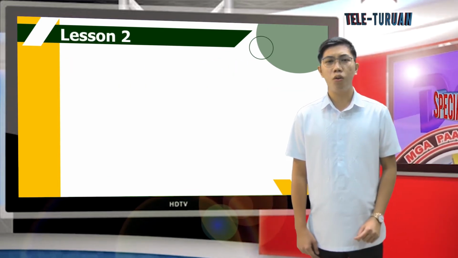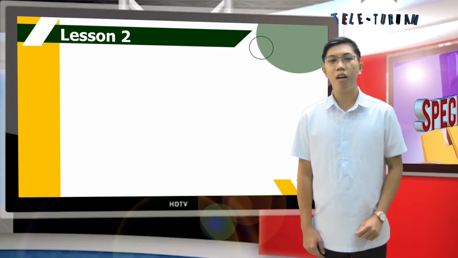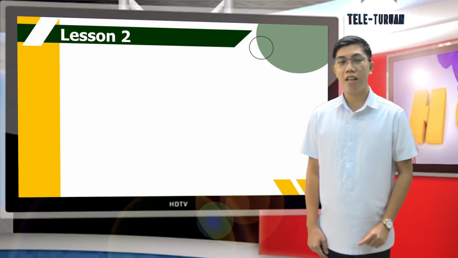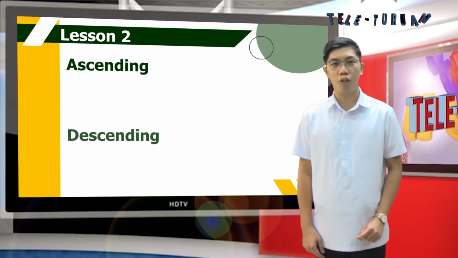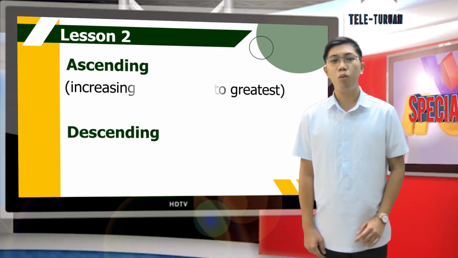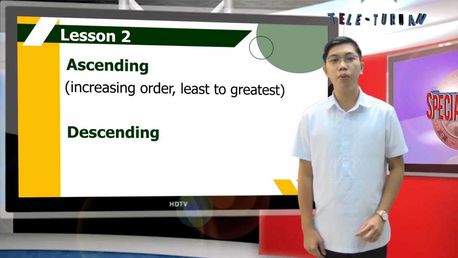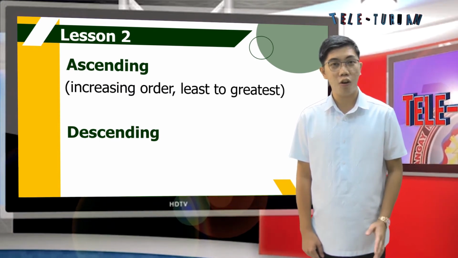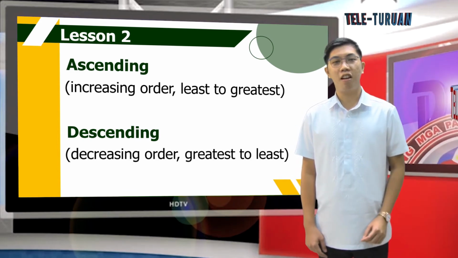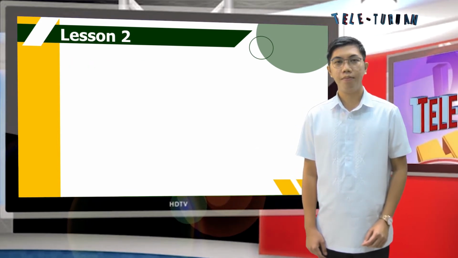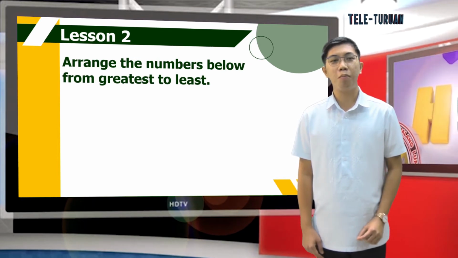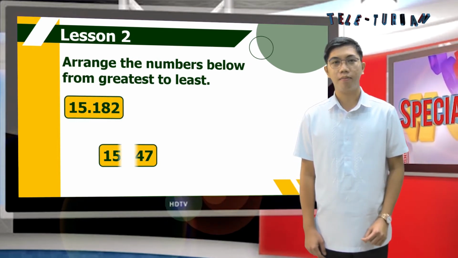Since you already know how to compare, you are now ready to arrange decimals. It can be in an ascending or descending order. If you want ascending order, you always pick the smallest first. If you want descending order, you always pick the largest first. Let's try arranging the numbers below from greatest to least.